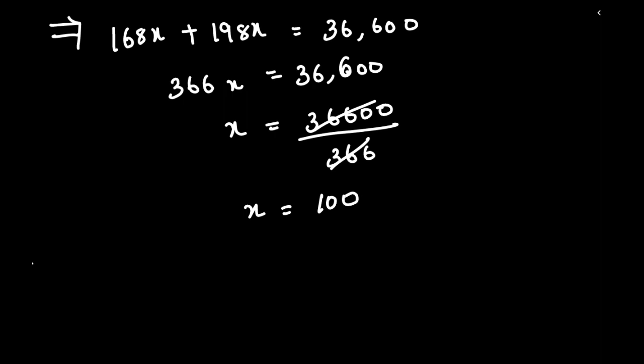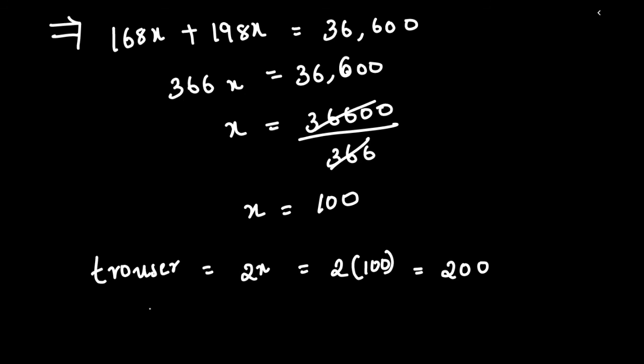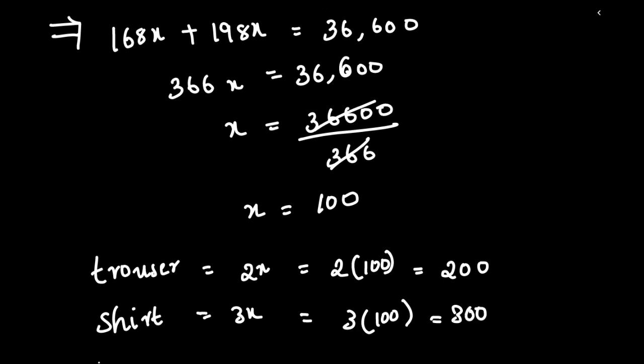Now it is easy for us to find the length of the trouser material and shirt material. Trouser will be 2x. We have found the x value, so that is 2 into 100, that is 200. And for shirt, it will be 3x, that is 3 into 100, that will be 300. So that's it. It's very easy to solve this problem.